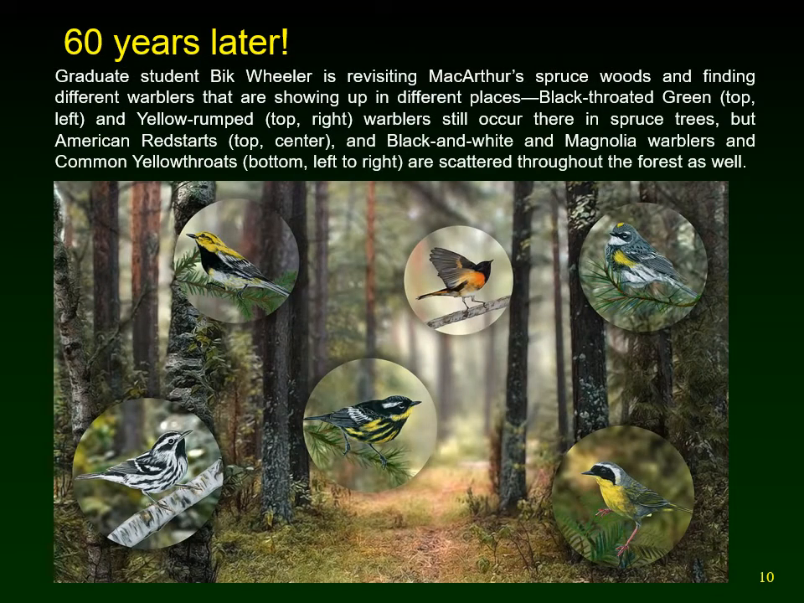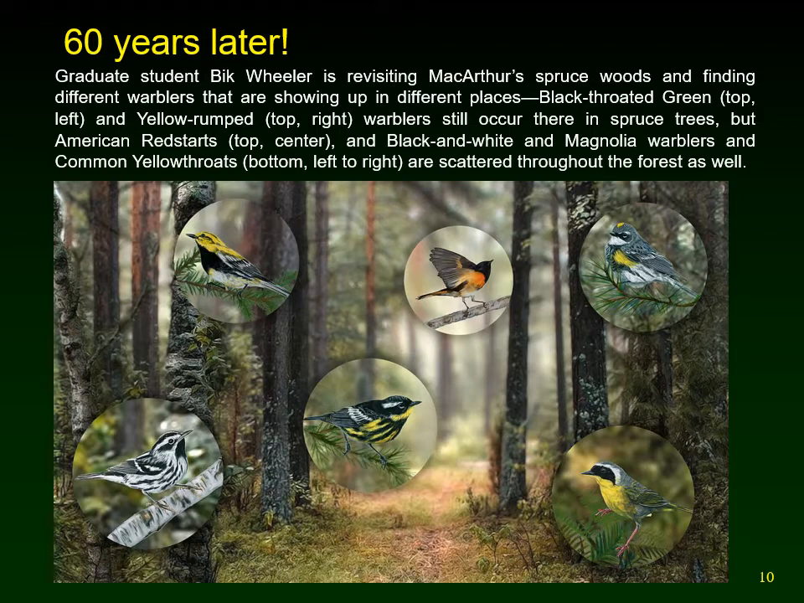Just for a little update, 60 years later, a graduate student, Rick Wheeler, went back out to these plots that MacArthur went to in Maine, and he actually found different warblers showing up in different places. The system was not stable. It was dynamic. It wasn't static.